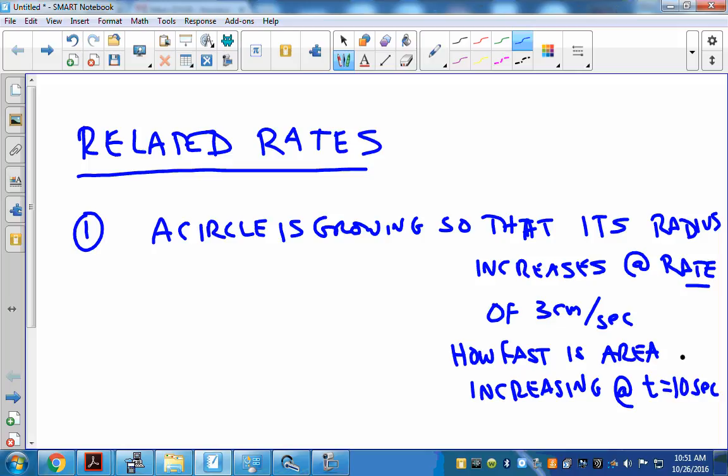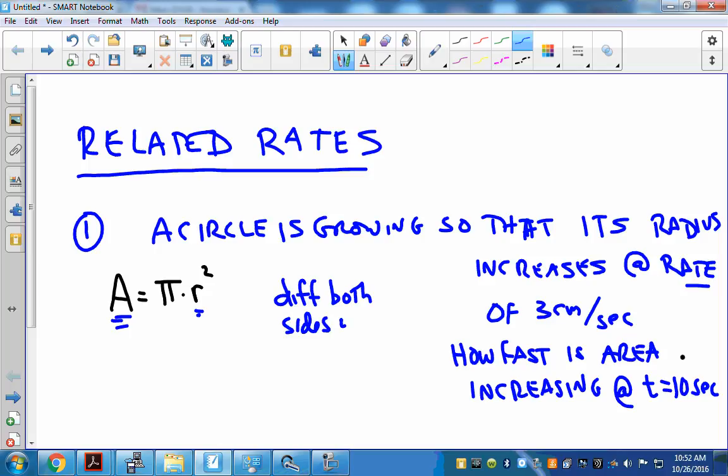Okay, so all rate problems start with the geometry equation. The geometry for the area of a circle is the area is pi r squared. You would be expected to know that. Area is a function of time. Area depends on time, and so does radius. They're both functions of time. So we differentiate both sides of this equation with respect to time. Time is our independent variable.